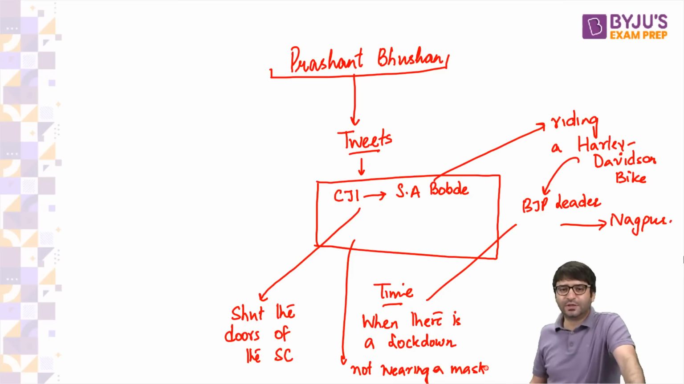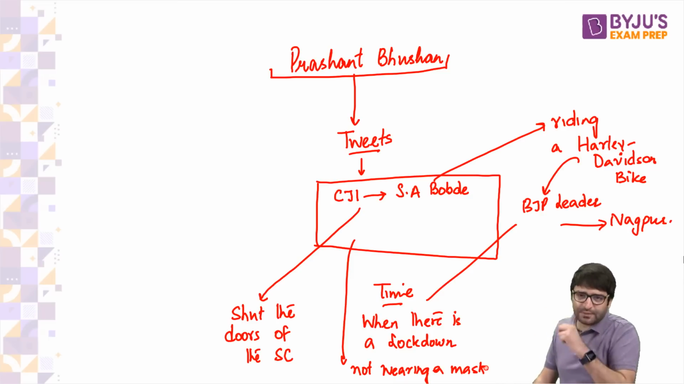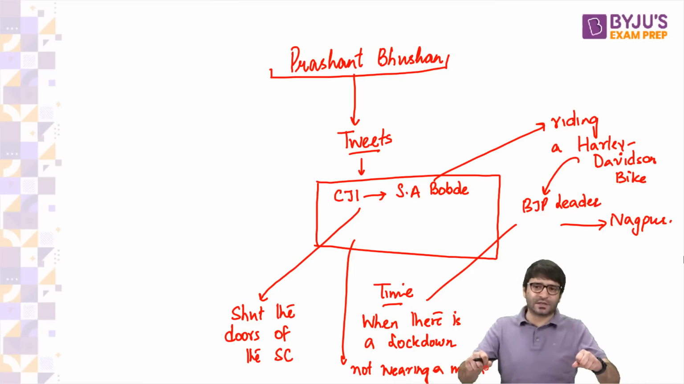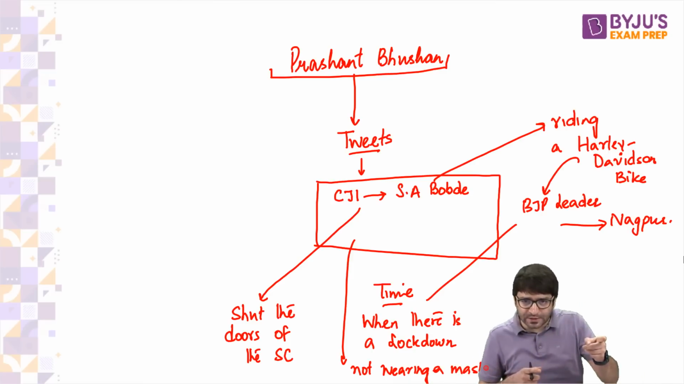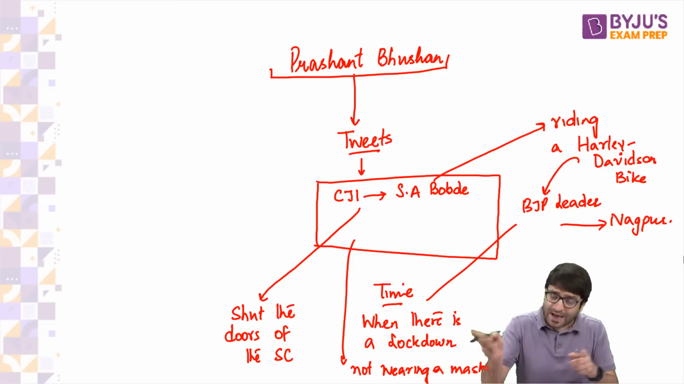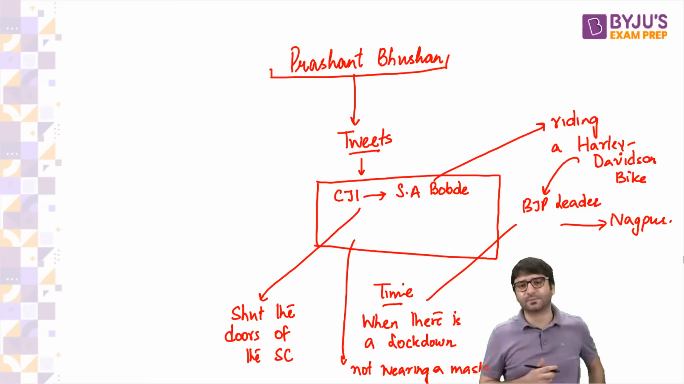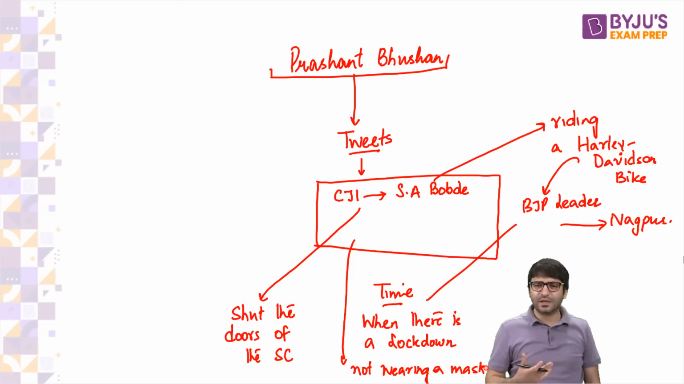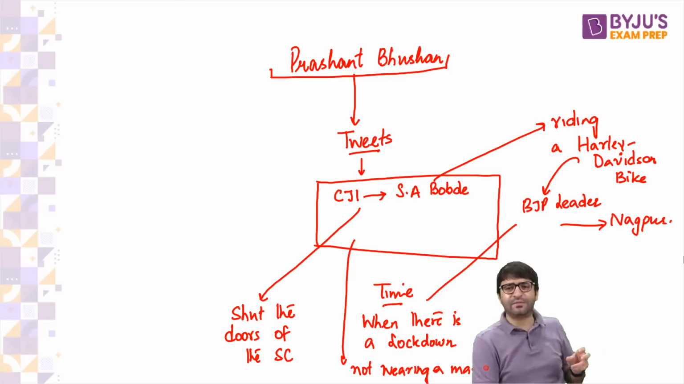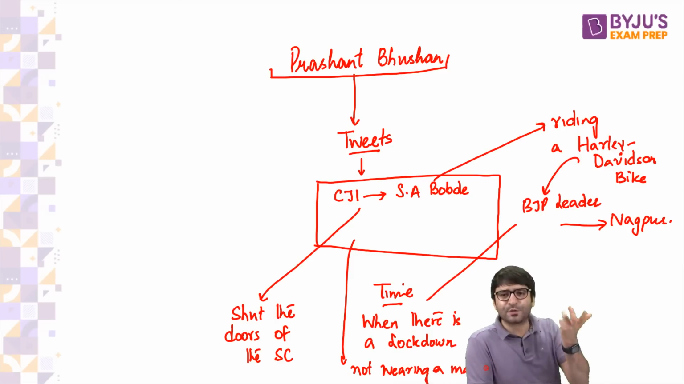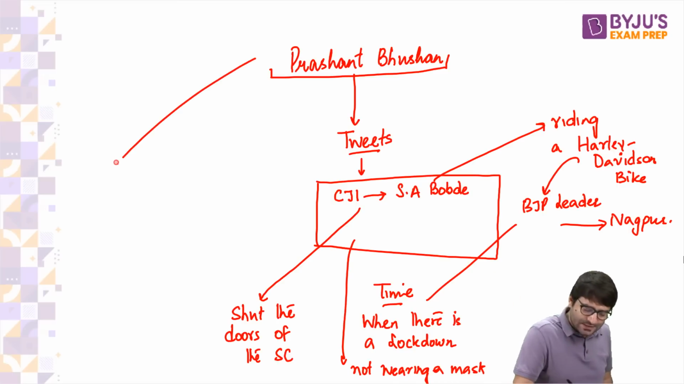For example, Prashant Bhushan tweets that the Chief Justice of India, Mr. Bobde, is riding a Harley Davidson bike which belongs to the BJP leader, that too in Nagpur, at a time when the nation is under a lockdown. He is not wearing any mask. And this is at a time when he has shut the doors of the Supreme Court for the common people, when the Supreme Court is not functioning. Assumption was, if Mr. Bobde can ride a Harley Davidson bike in Nagpur, he should also open the Supreme Court. Why is Supreme Court shut? But this was scandalizing the court.